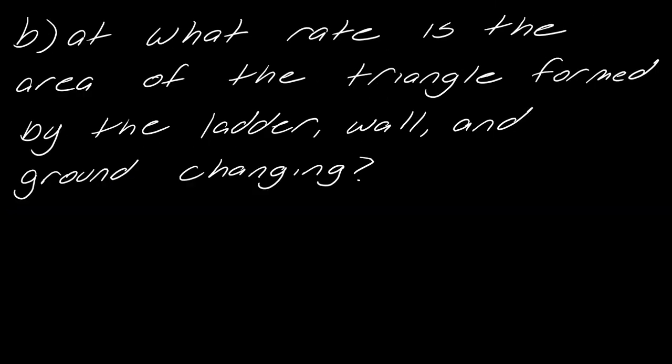At what rate is the area of the triangle formed by the ladder, wall, and ground changing? So for this one, if I just draw the picture here, this is the situation that we have. And you can see this does form a triangle. Once again, thinking about basically the same stuff we were talking about in part A, the one side that doesn't change is this side.